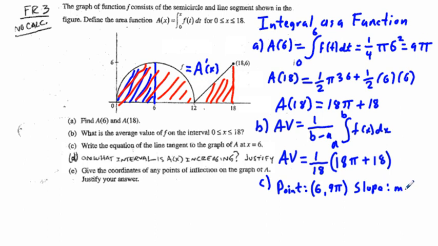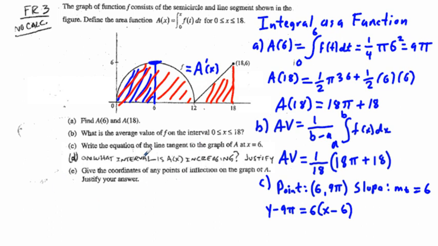And our slope of the function A is going to be the height of f. And so right here we have an elevation of 6. So in point slope form we have the equation y minus y sub 1, which is 9 pi, equals m, which is 6, times x minus x sub 1, which is 6. So there we are. That's part C.